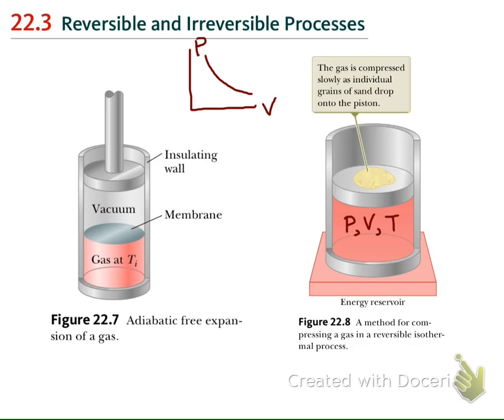The opposite to the reversible process is the irreversible process. This figure shows the example of the irreversible process. That is, we have the cylinder, we have the piston here, and we have the gas inside the thin membrane, and above this is the vacuum. Now somehow if we break this membrane, the gas will diffuse to the vacuum rapidly.